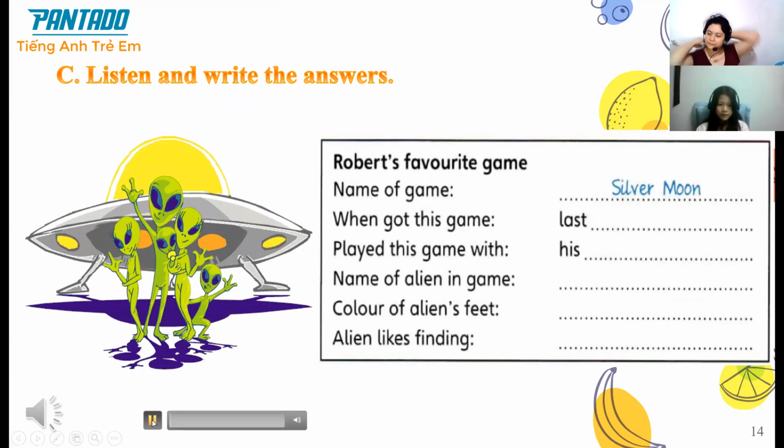1D. Hello again. Listen and look at the picture. There is one example. Is that your new game, Robert? Yes, but it's quite difficult to play. But you're really good at computer games. Not always. Shall I teach you how to play it? Okay, yes. What's it called? Silver Moon. Can you see the answer? Now you listen and write.